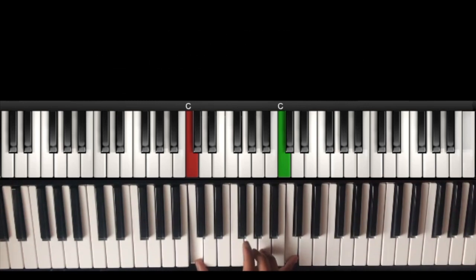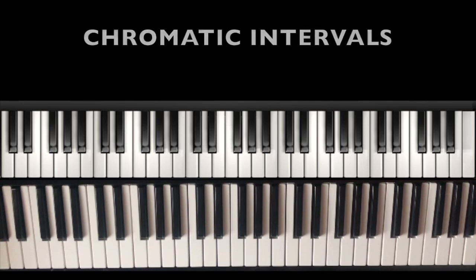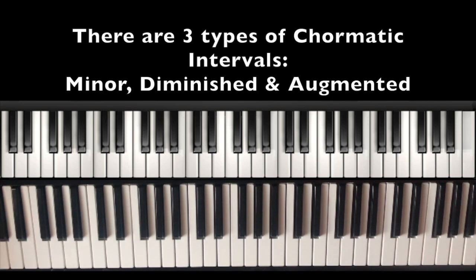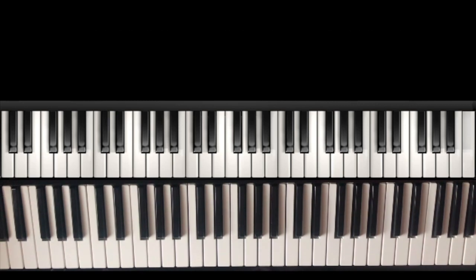Okay. Now these intervals evolve a little bit further. It moves to a category which we call chromatic intervals. These chromatic intervals consist of 3 individual types of interval. You have your minor interval, you have your diminished interval, and you have your augmented interval. And I'm very quickly going to go through that before we end the lesson.